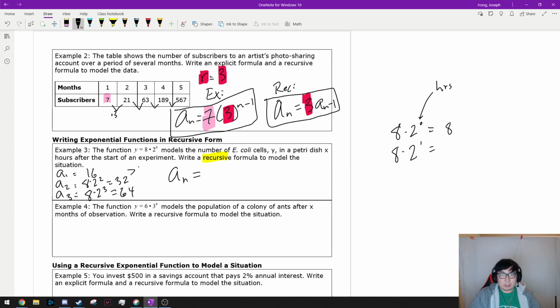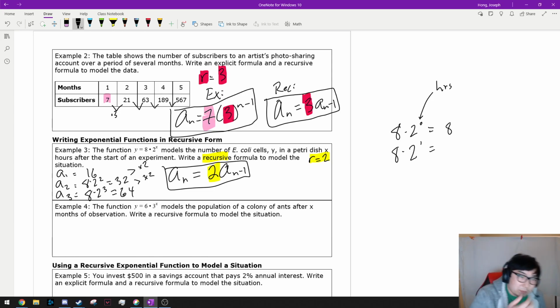16 to 32, this is times 2. And 32 to 64, that's times 2. So the rate is equal to 2. So this is 2 times a_{n-1}. Perfect. All I had to plug in was this 2 right here, which is the rate.